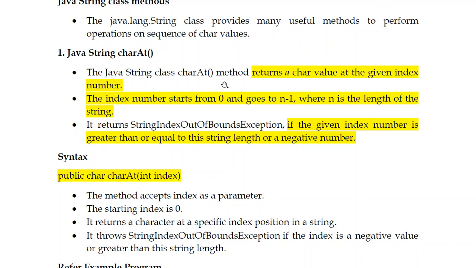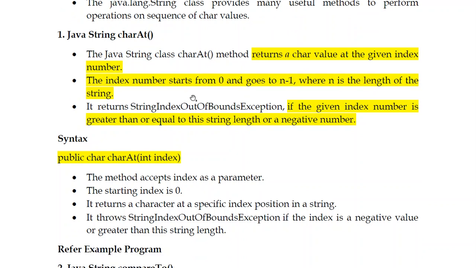The charAt method returns the character value at the given index number. The syntax is charAt of index. The index always starts from 0 and goes up to n minus 1, because if n is 5, the length is 5. For example, if I take hello as the string, it has 5 characters. If it starts from index 0, then n minus 1 is the ending point, so 0 to 4. The length is 5, so the index starts from 0 and the end index is 4. You should be clear with this.